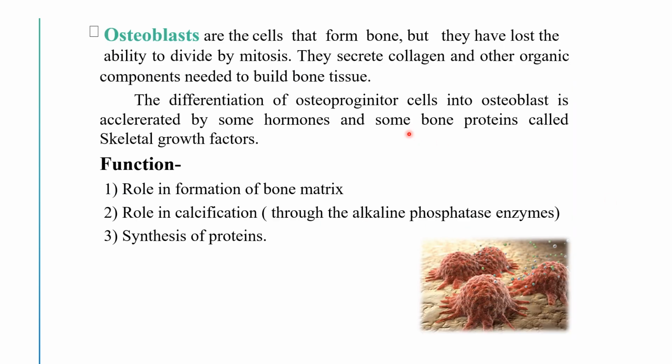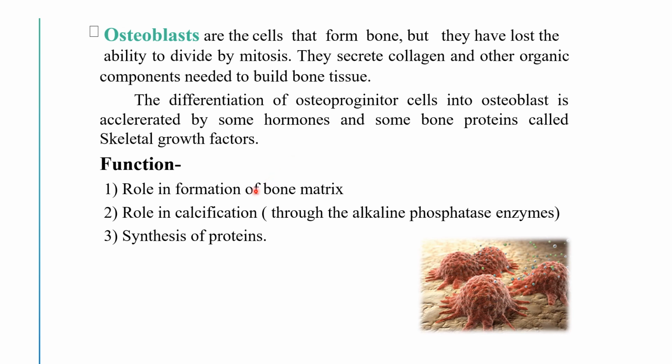And osteoblasts are the cells that form bone, but they have lost the ability to divide by mitosis. So progenitor cells have the ability to divide by mitosis, and osteoblasts will be losing that capacity. They secrete the collagen and other organic components needed to build bone tissue. The differentiation of osteoprogenitor cells into osteoblasts is accelerated by some hormones and some bone proteins called skeletal growth factors.